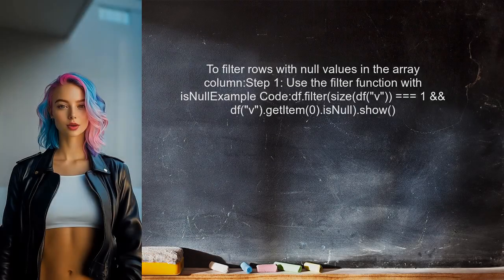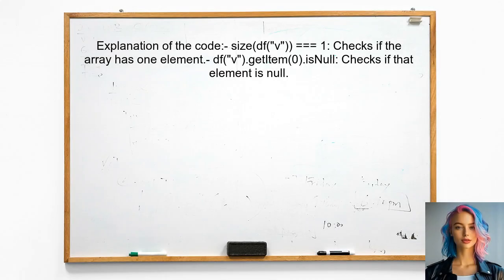To filter the rows that contain a null value in the array column, the user can use the filter function along with the isNull method. This method checks if the array contains only null values. In this code, the user checks if the size of the array is 1 and if the first item in the array is null. This effectively filters out the rows where the array contains only a null value.